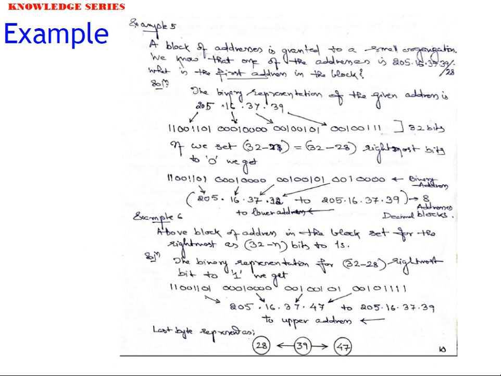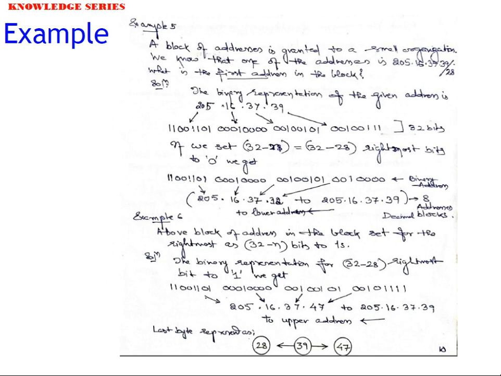Let's see another example. In this example, a block of addresses is granted to a small organization. That means an address is given and it was granted to a small organization, and we know that one of the addresses is 205.16.37.39/28. So from this one, you have to identify the first address of the block.